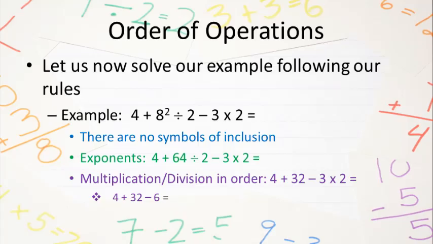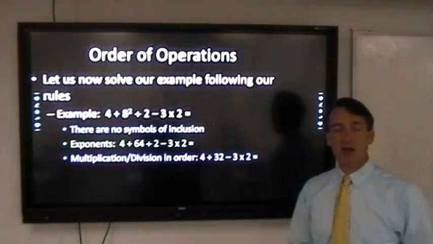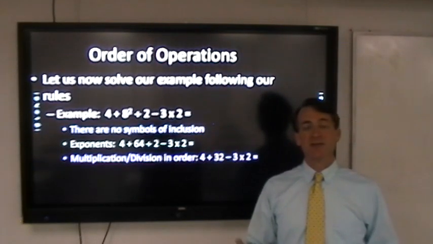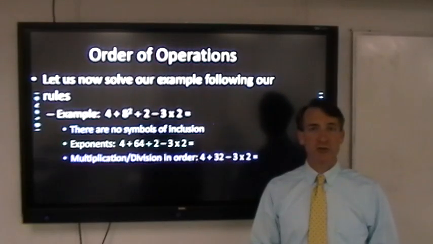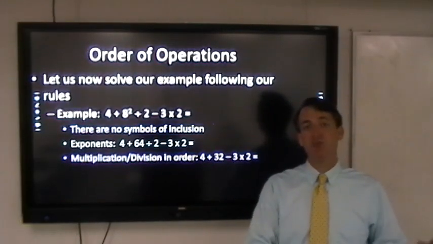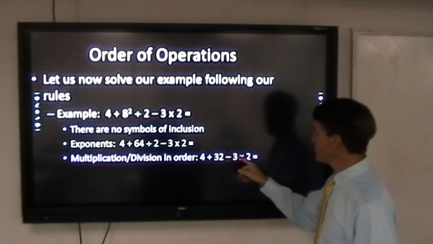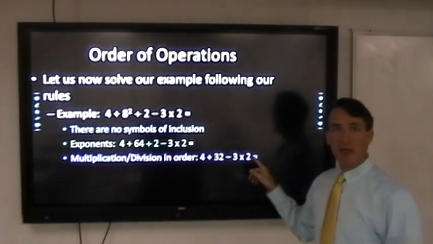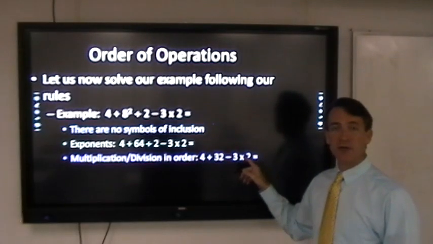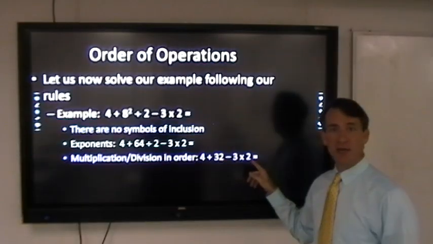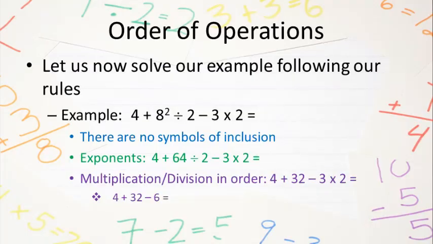So I'm going to write that one out. So 4 plus 32 minus 3 times 2. But I need to keep on going because if I have more multiplication or division, I need to finish those up before I start doing the addition and subtraction. So this is addition, this is subtraction. Wait, here we have a multiplication portion. So I need to do the 3 times 2 next. 3 times 2 is 6. So I rewrite that. Now I'm done with all my multiplication and all my division.